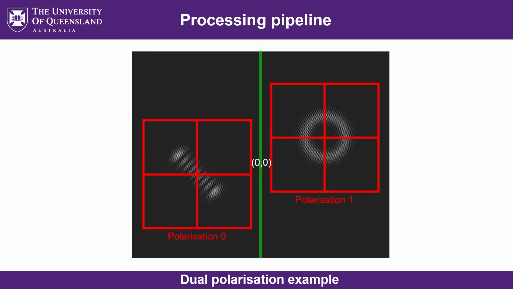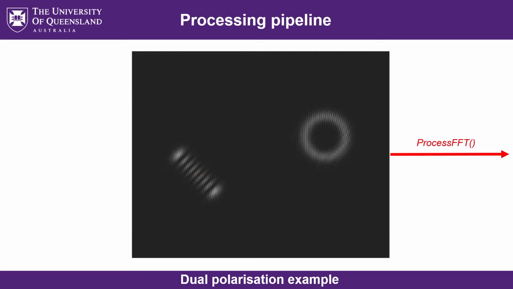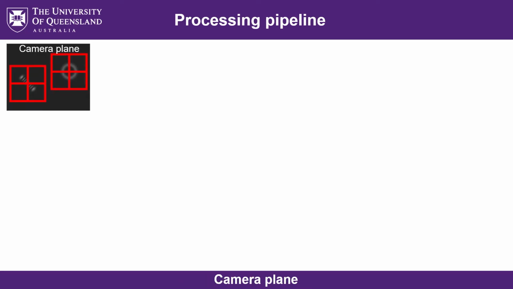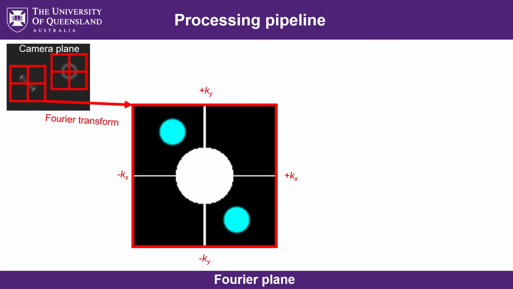You'll be selecting a sub-window of the total frame for the actual interferogram. If there's two polarizations, then the dimensions of both polarizations are the same, IFFT window size X and Y in pixels. That'll be the part of the camera frame that's actually Fourier transformed at the very start of the process. We Fourier transform those windows, and then we end up in the Fourier plane, funnily enough, for one or both of those polarization components. Now we're in K-space, that is the spatial frequency domain, or equivalently the angle domain.